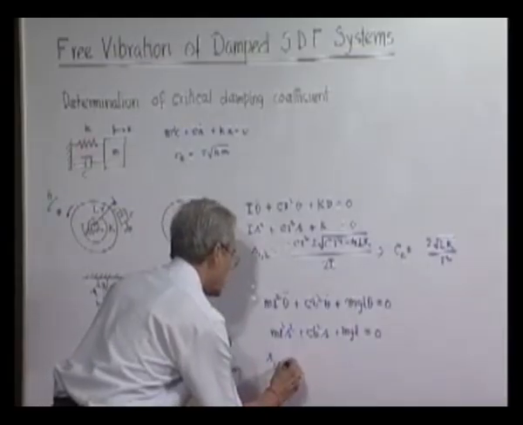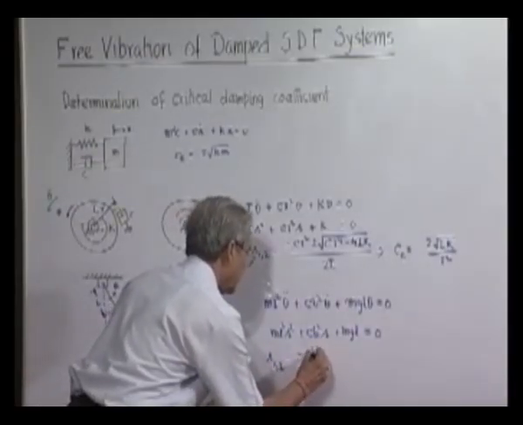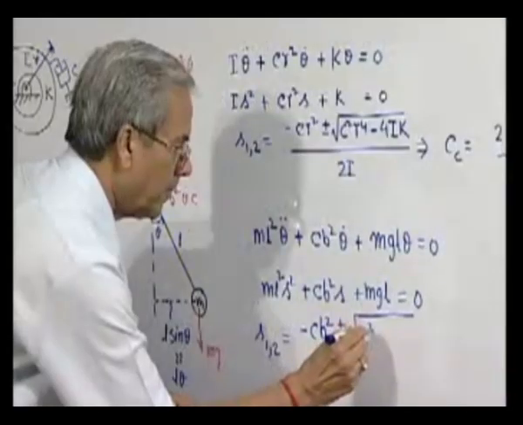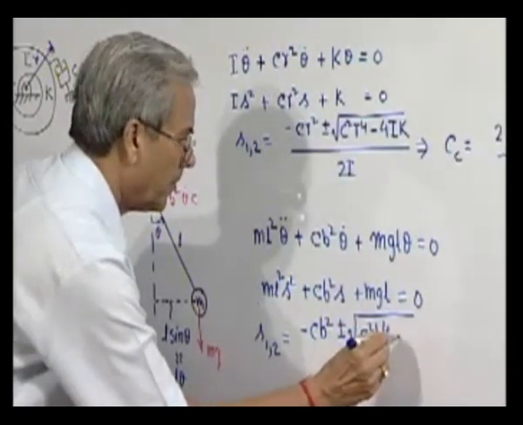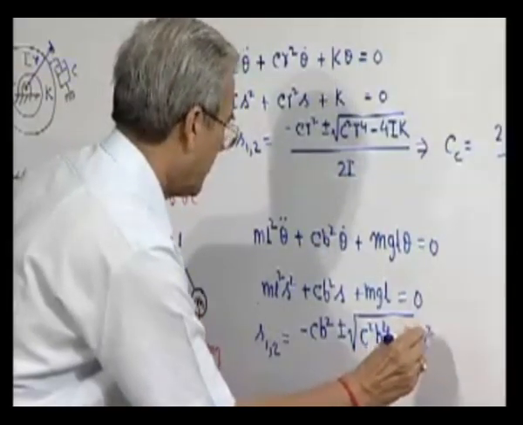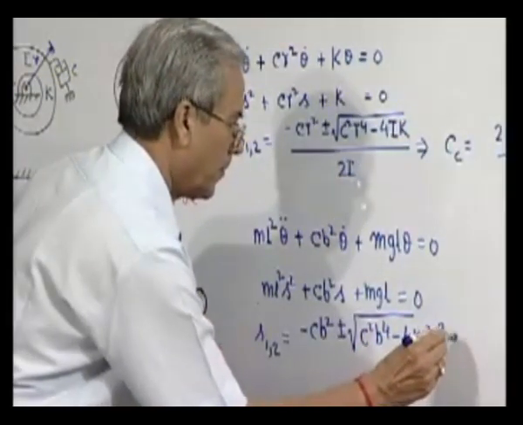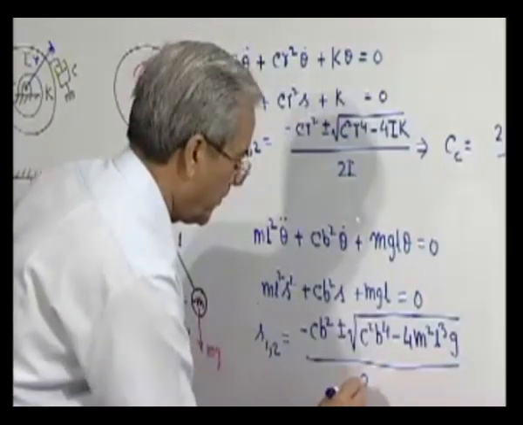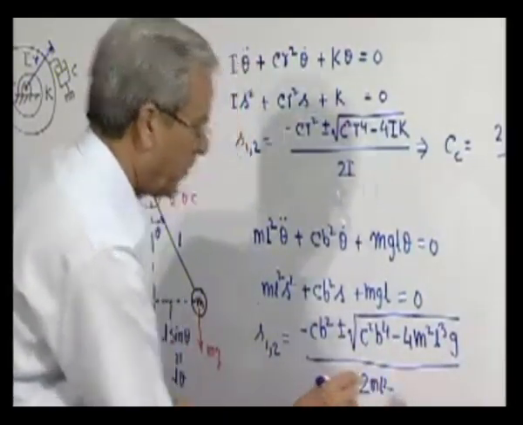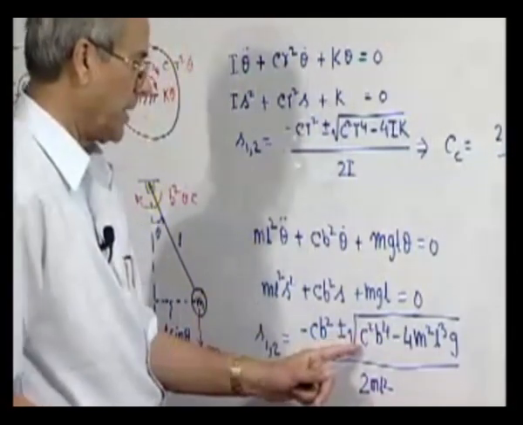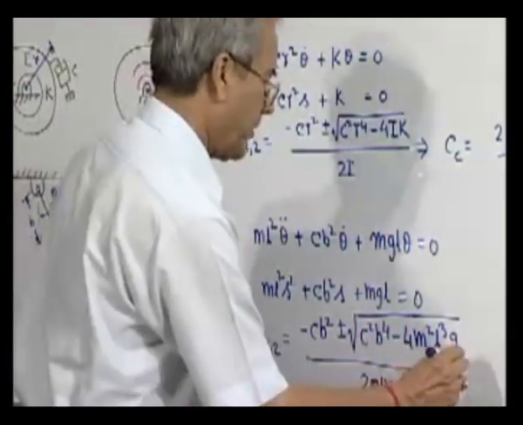The two roots will be these, these are the two roots, and obviously the critical value of C will be that for which this will be 0.